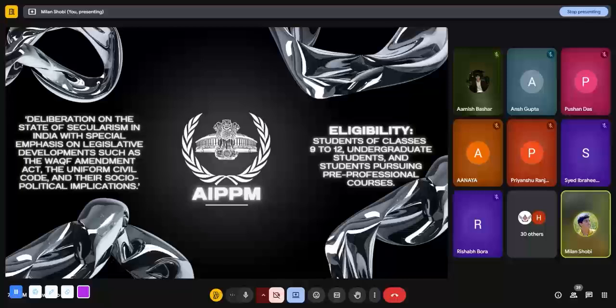Going further, we have the loudest committee, which is AIPPM, All India Political Party Meet. Oh God. So the eligibility over here is the students of classes 9 to 12, undergraduate students, and students pursuing pre-professional courses. We on purpose made the eligibility this hard because we wanted a matured audience over here. The other committees are specifically intended for those people who are new to MUN, or who have a few experiences, but want to explore MUNs more, getting into the tougher debates. This is the one for the experienced ones.